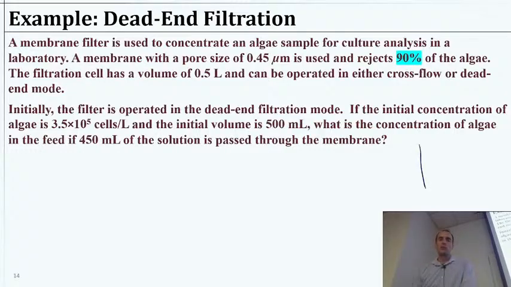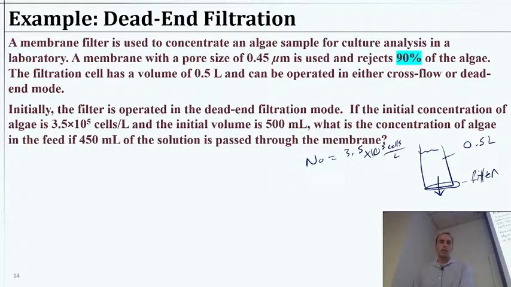So that means we can go ahead and draw something, right? We've typically drawn a little syringe filter or something where we have our filter. If I can spell it right. Water will pass through that. We'll start with some amount. We were given that's 0.5 liters. We're given some concentration, initial concentration of the algae. I'm going to go ahead and call that N naught. 3.5 times 10 to the 5th cells per liter. Okay, the initial volume is 500 milliliters.